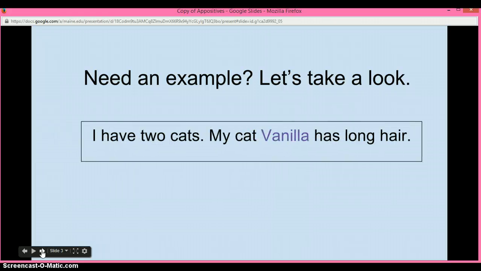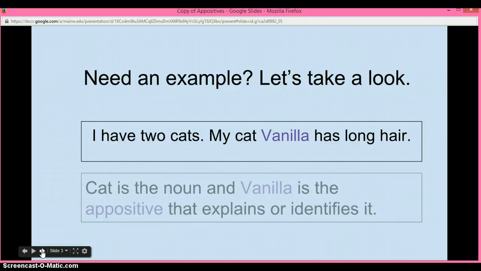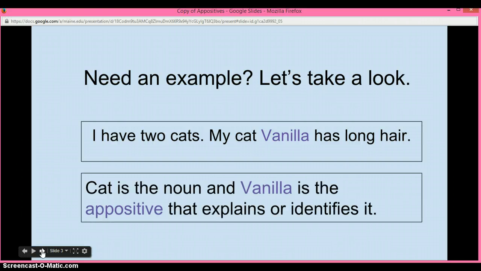So, I have two cats. My cat Vanilla has long hair. So in this example, we have cat as the noun and Vanilla is the appositive that explains or identifies it.